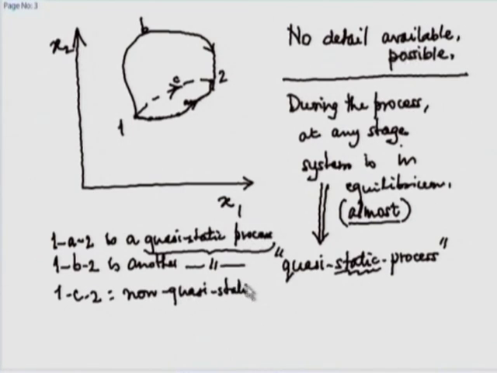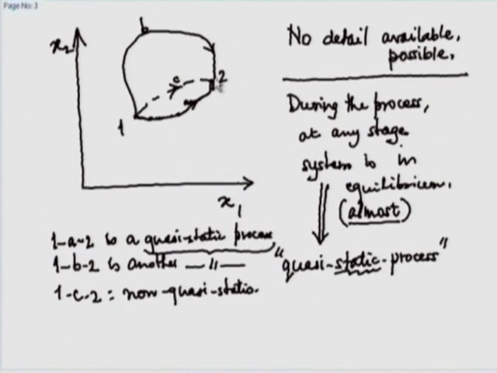this process is non-quasi-static. I am not sure that the intermediate states are in equilibrium, and hence I cannot represent it by a continuous path. I will just show, as a convention, a dotted line joining 1 and 2 with an arrow from the initial state to the final state. The position of this line does not mean anything. Similarly, I can have another non-quasi-static process. I can show it as D, but I am showing it like this just to distinguish it from C. The position of this line does not mean anything. So, 1D2 is also a non-quasi-static process.